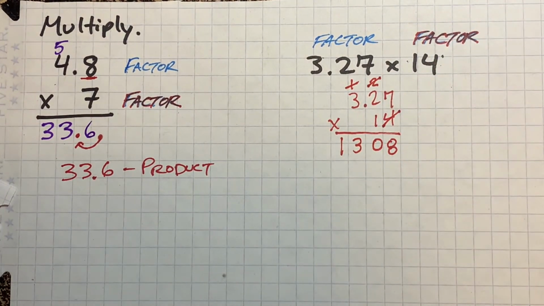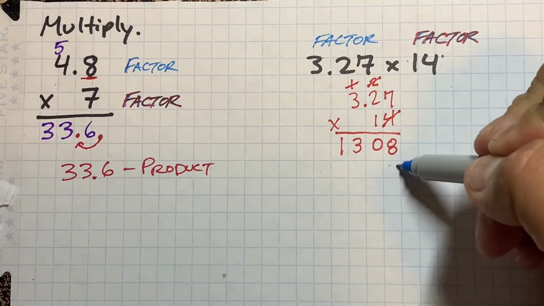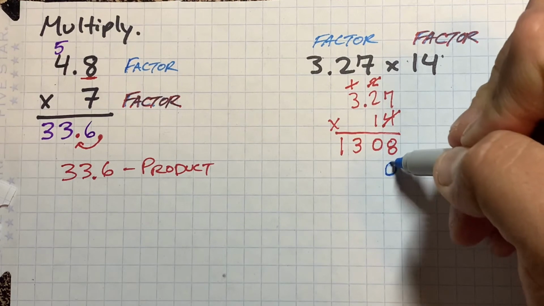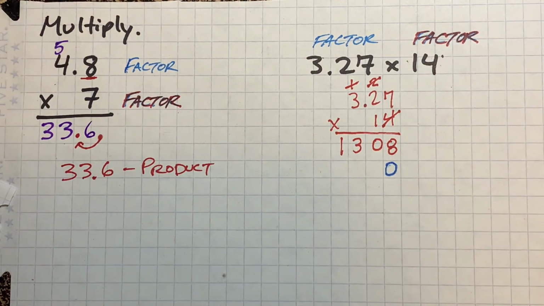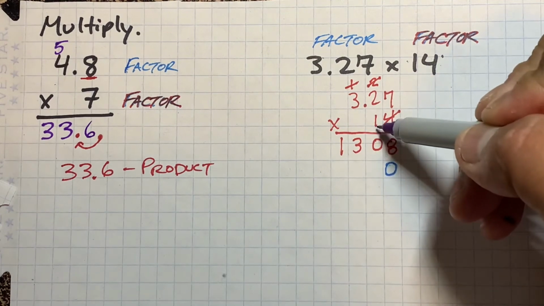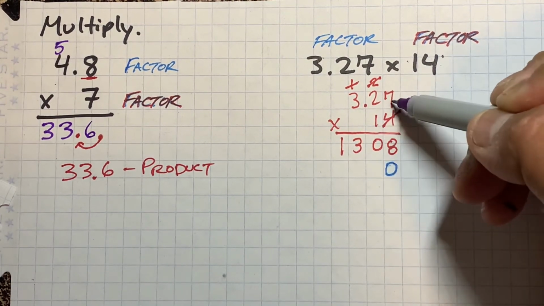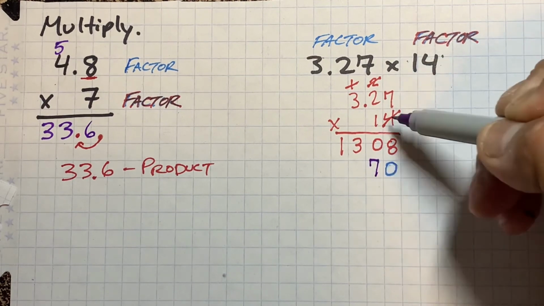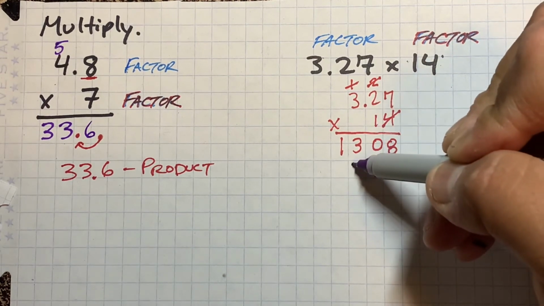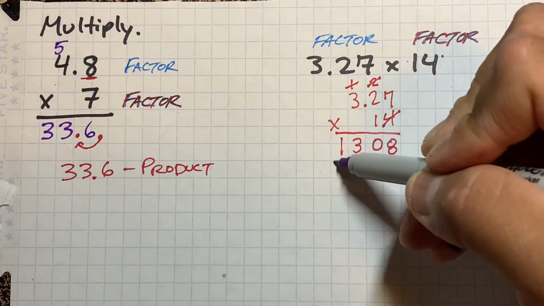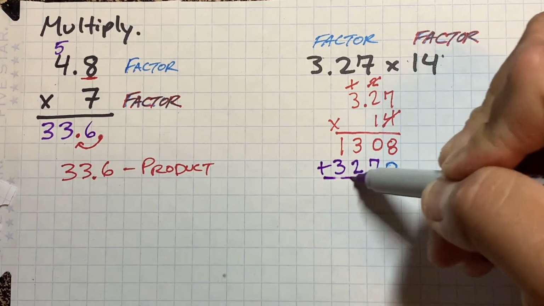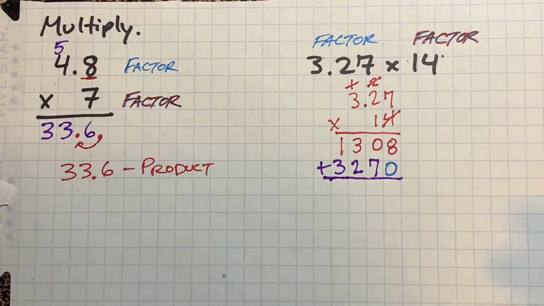When you do that, you're going to have to annex a 0. Okay, annex a 0. And then from there, all you got to do is go ahead and multiply in your tens place. 4 ones, 1 ten is 14. So 1 times 7 is 7. 1 times 2 is 2. 1 times 3 is 3. And then from there, all you're going to do is add your two partial products.